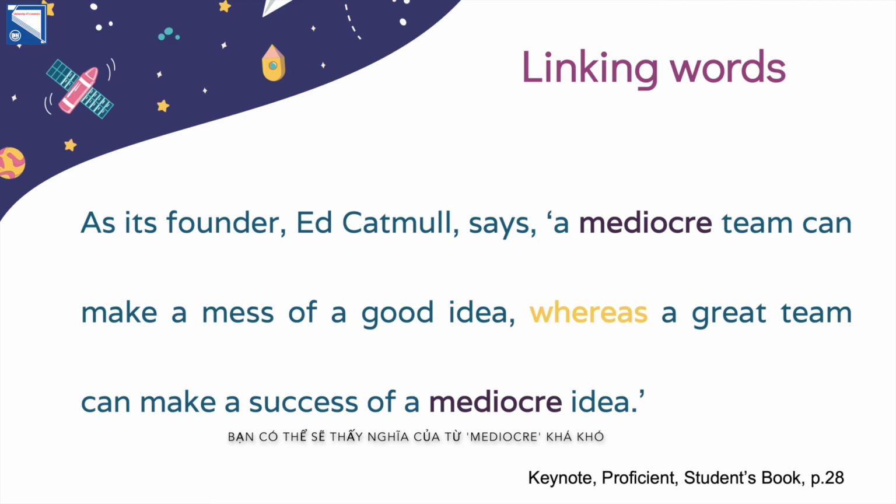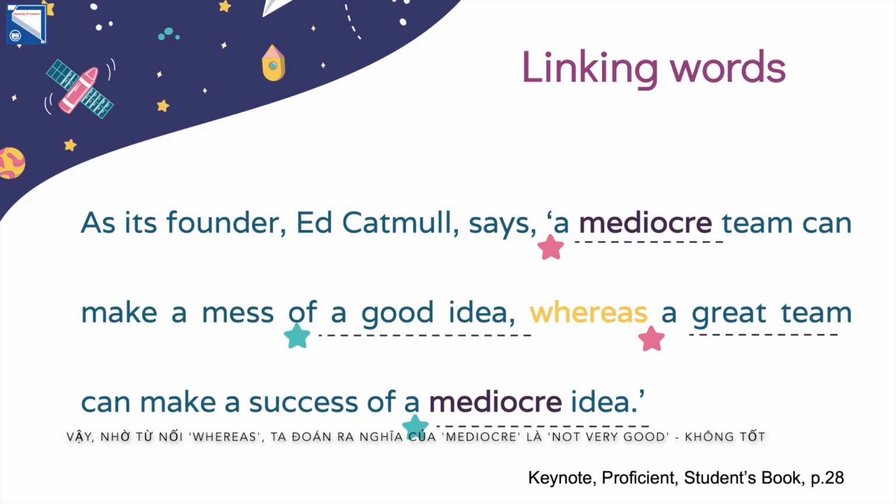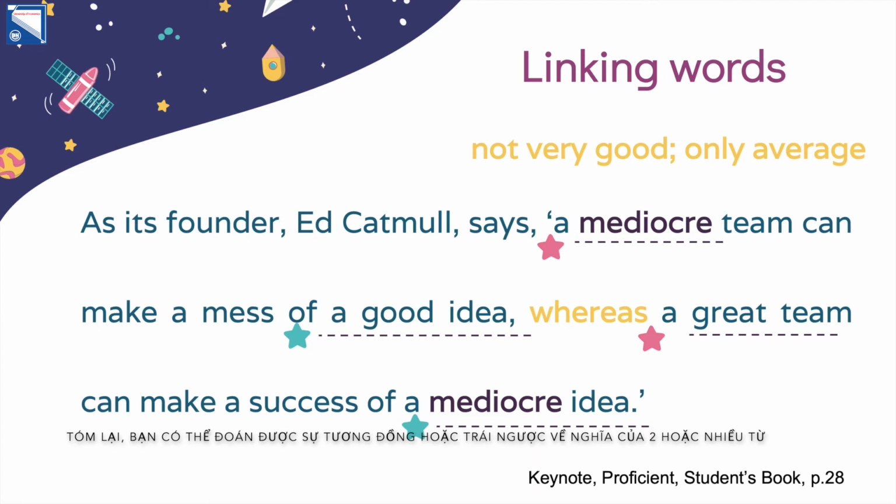You might find the meaning of the word mediocre quite challenging. But wait, there's a linking word here. The linking word whereas shows that there is something opposite in the two clauses. Team and idea are different, so the opposite must be in the description. You can guess a mediocre team might be opposite to a great team. Then a mediocre idea must be opposite to a good idea. So the linking word whereas can tell us the word mediocre must mean not very good. You can guess whether words have similar or opposite meanings just by identifying what kind of linking word is used in the sentence.